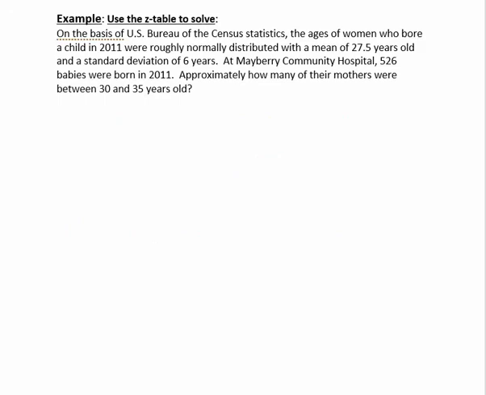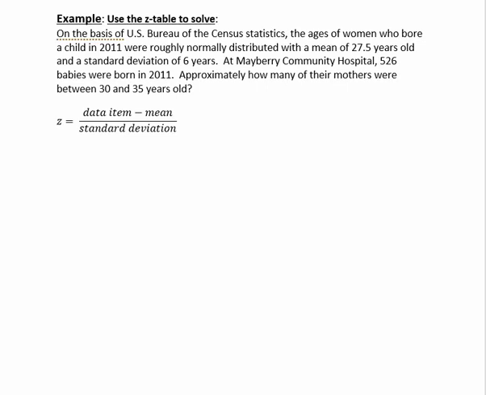Example, use the z-table to solve. On the basis of U.S. Bureau of the Census statistics, the ages of women who bore a child in 2011 were roughly normally distributed, with a mean of 27.5 years old and a standard deviation of 6 years. At Mayberry Community Hospital, 526 babies were born in 2011. Approximately how many of their mothers were between 30 and 35 years old?